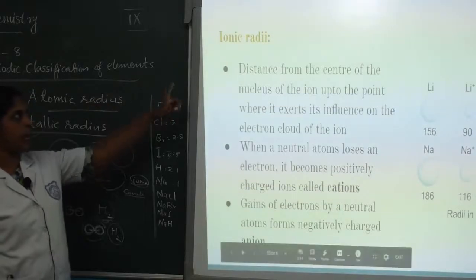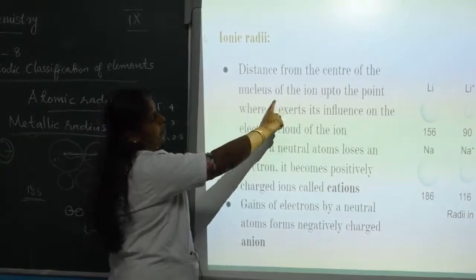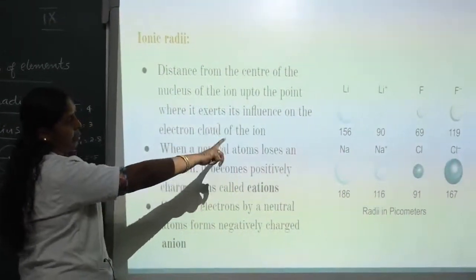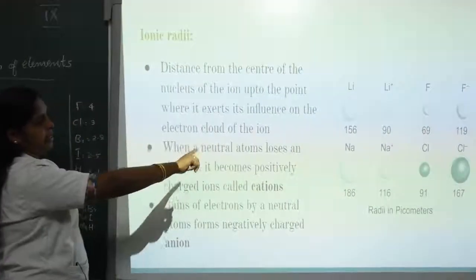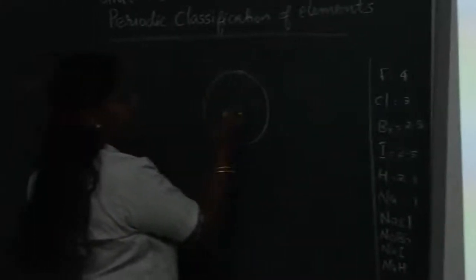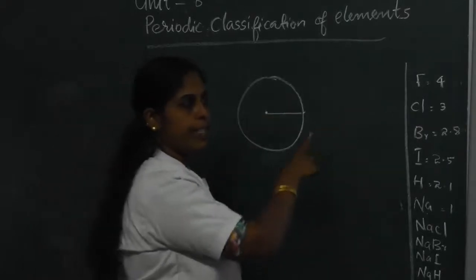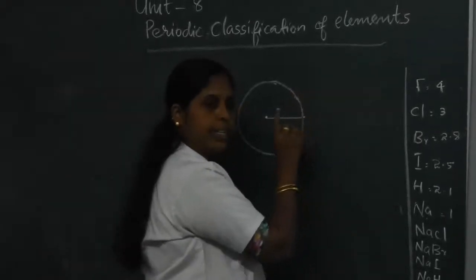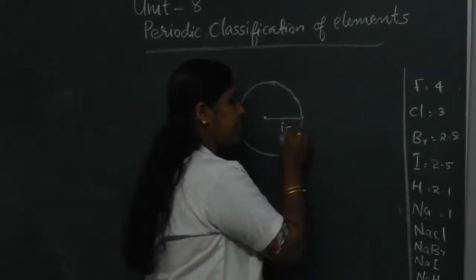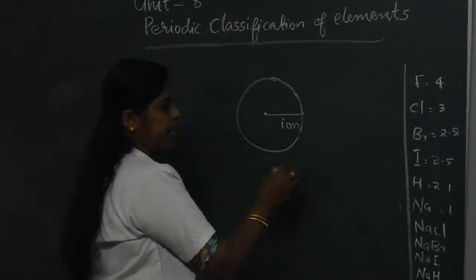Next topic, ionic radii or ionic radius. The distance from the center of the nucleus of the ion up to the point where it exerts its influence on the electron cloud of the ion is known as ionic radius. It is measured up to where the ion can exert its influence on the electron cloud at the outermost shell. Here ions are forming.